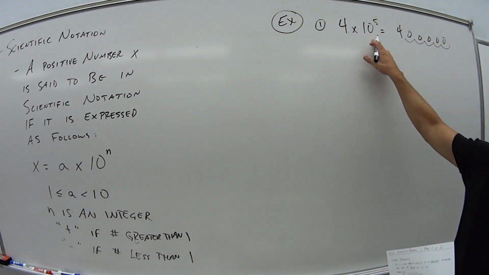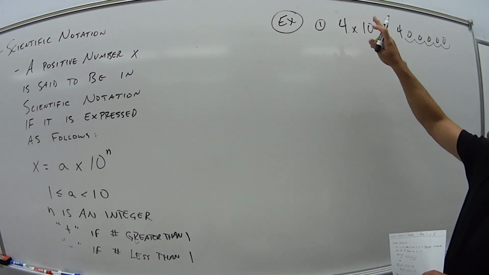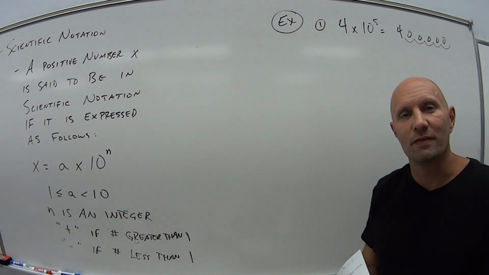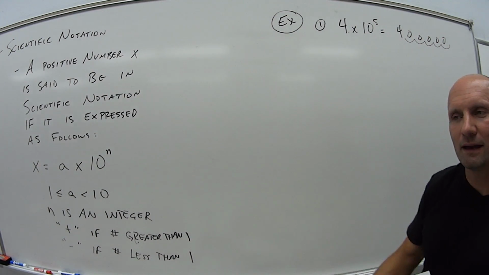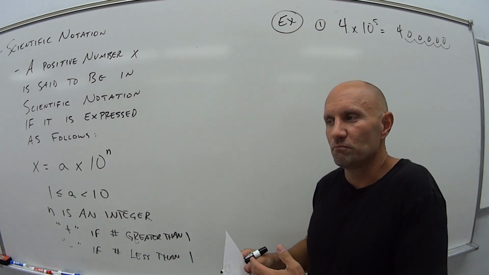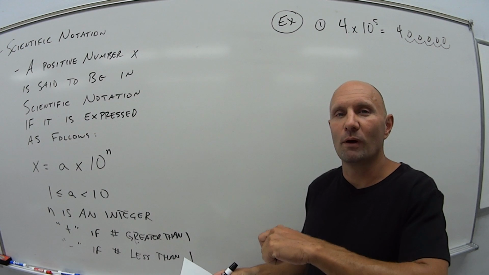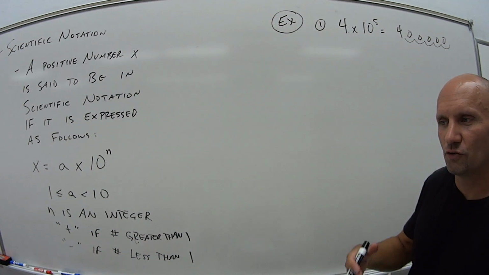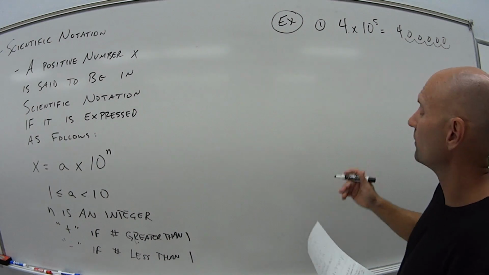So 4 times 10 to the 5th really means 4 plus 5 zeros, which would be 400,000. Instead of having to write it out, because otherwise that's where we run into errors. Maybe there's 12 zeros, and if we only write 11 zeros, that's going to be a big issue in terms of calculation or describing what we're talking about.